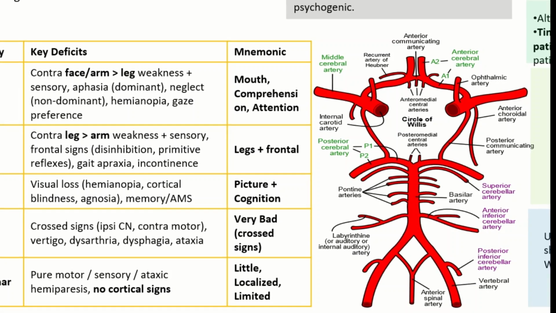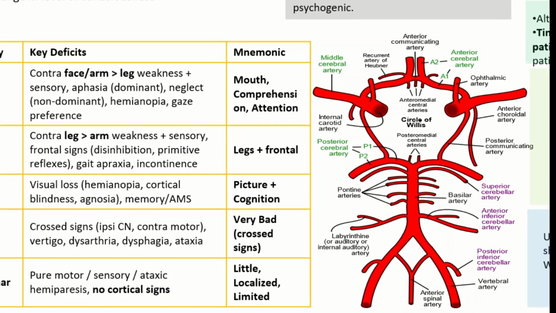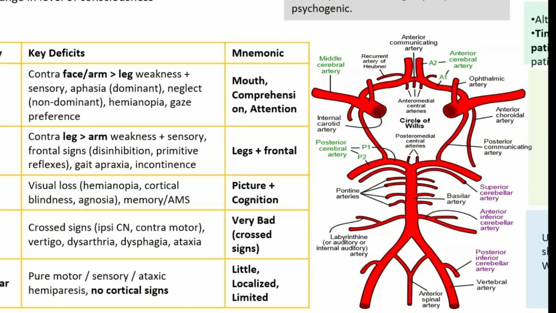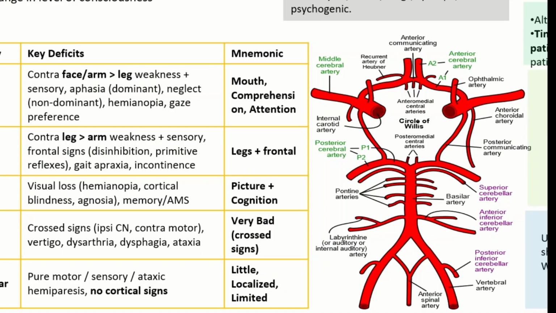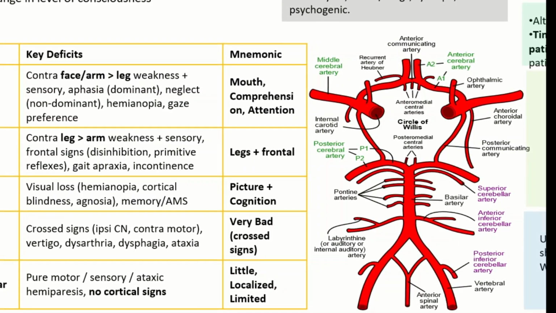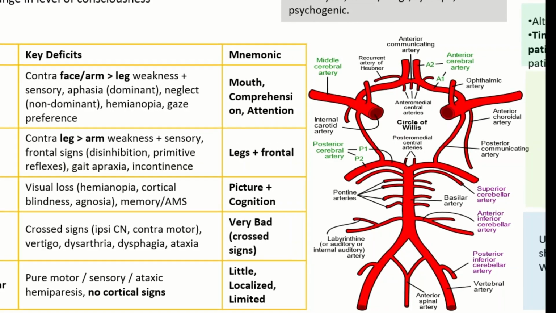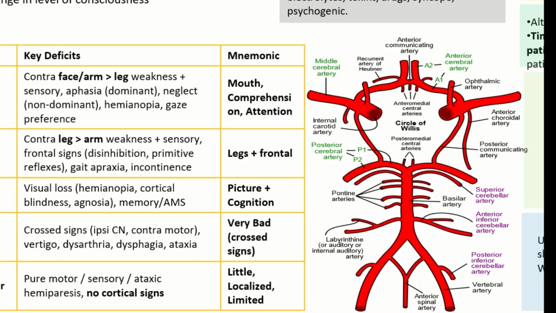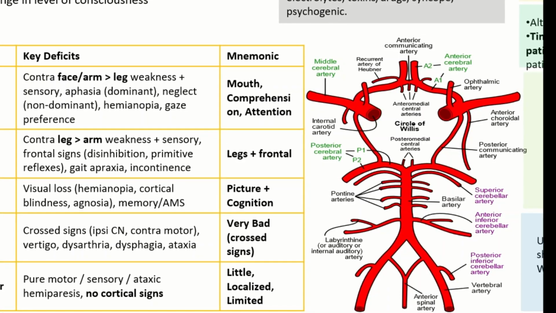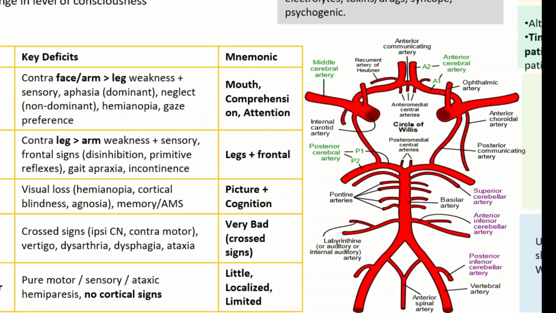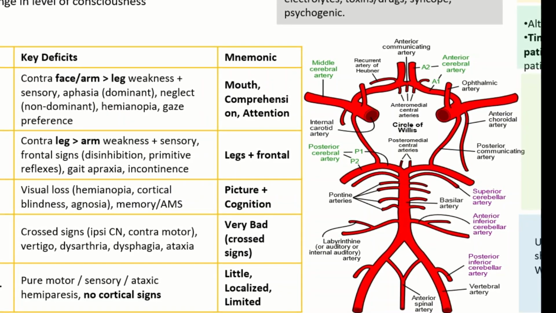They have disinhibition. So when you think about the anterior cerebral artery, just think about the legs as well as frontal lobe signs, and that is wet, wobbly, and wacky. Then the posterior cerebral artery, we have visual loss, because this is again the region where we have things like the occipital lobe, where we have the visual center. So visual loss is going to be very common.